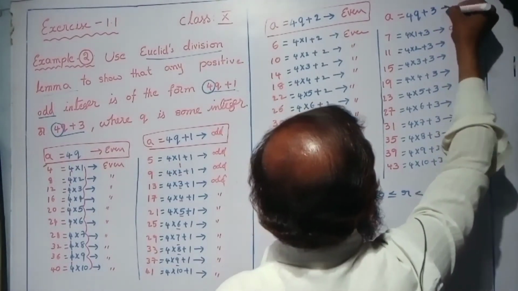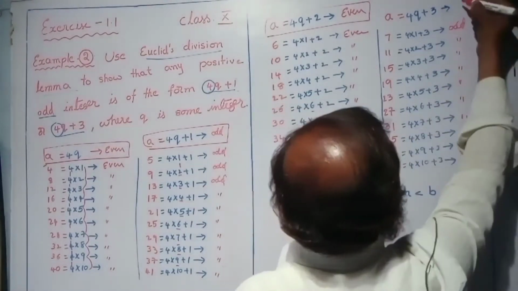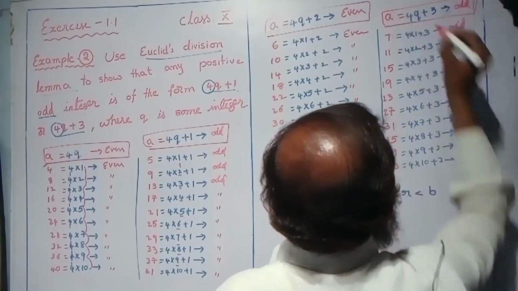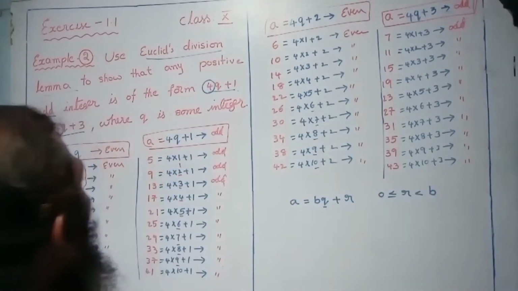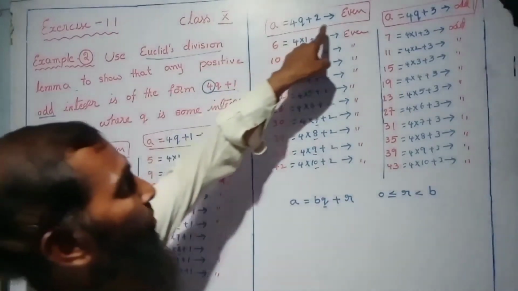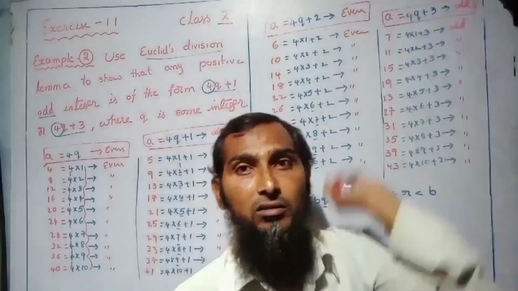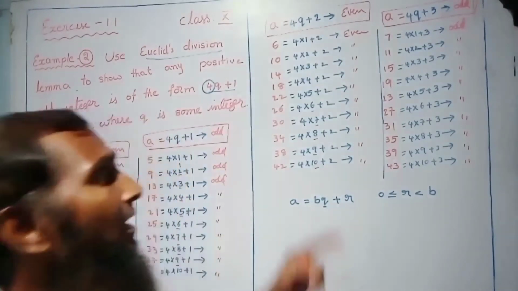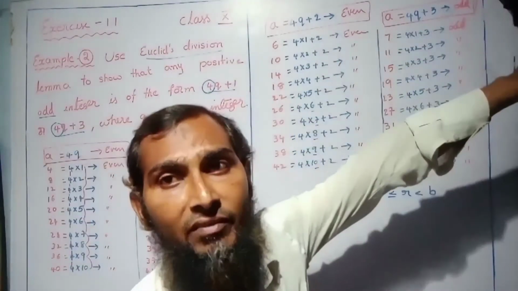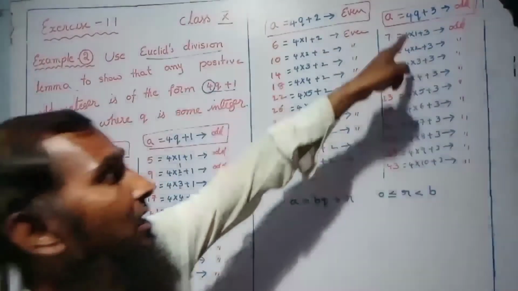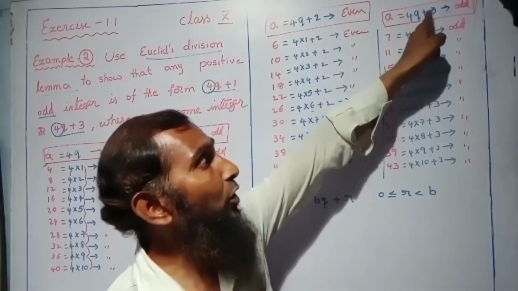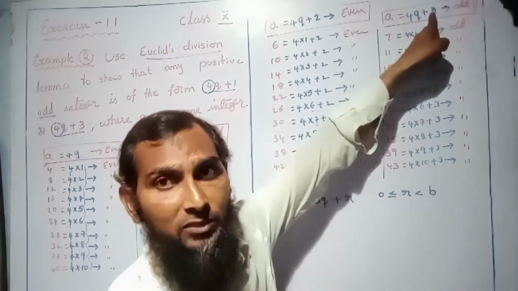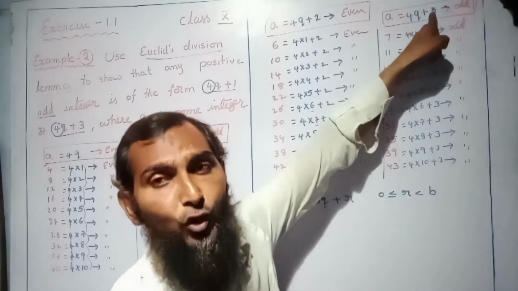So if all are odd, what do you say? This is also an odd positive integer. It means 4q is even, 4q plus 1 is odd, 4q plus 2 is even, 4q plus 3 is odd. So here, raise one more question. Why are we not taking 4, 5, 6, 7, whatever it may be, as a remainder? Here the last remainder is 3. It means 4q plus 3. Why can't we take 4q plus 4, 4q plus 5, 4q plus 6, 4q plus 7?